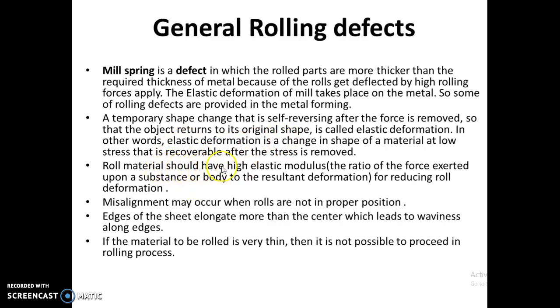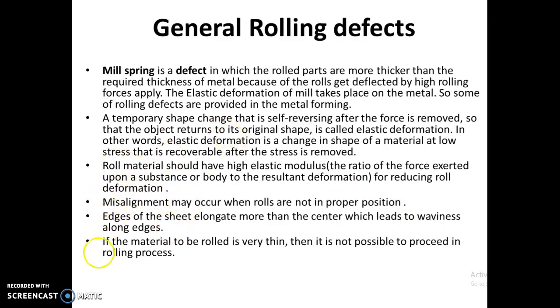Roll material should have high elastic modulus. What is elastic modulus? It is the ratio of force exerted upon a substance or body to the resultant deformation. Why do we need high elastic modulus? To reduce the roller deformation. The roller should not change its shape or deviate from its original shape, so we should have a high elastic modulus in the roll material. Deformation is nothing but deviating from the original shape.